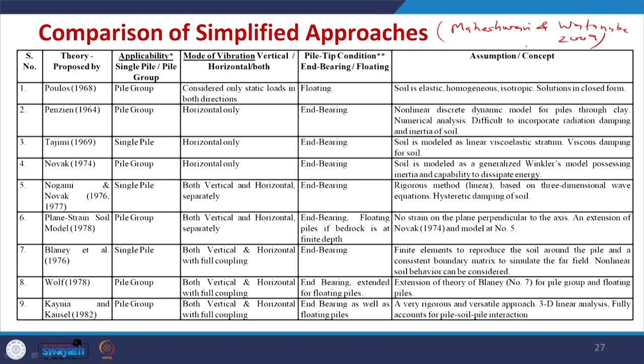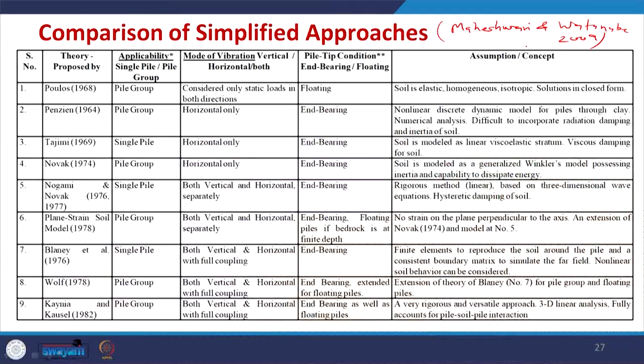Those theories which are applicable for floating piles can naturally be applied for end bearing piles. But those theories which are developed only for end bearing piles may not necessarily deal with floating piles. That one needs to understand. Similarly, if any theory is developed for pile groups, it can naturally deal with a single pile, it is obvious. But it is not necessary that a theory developed for a single pile will be applicable to pile groups. So Poulos was for the static case, and the major issue with Poulos was static loads only.